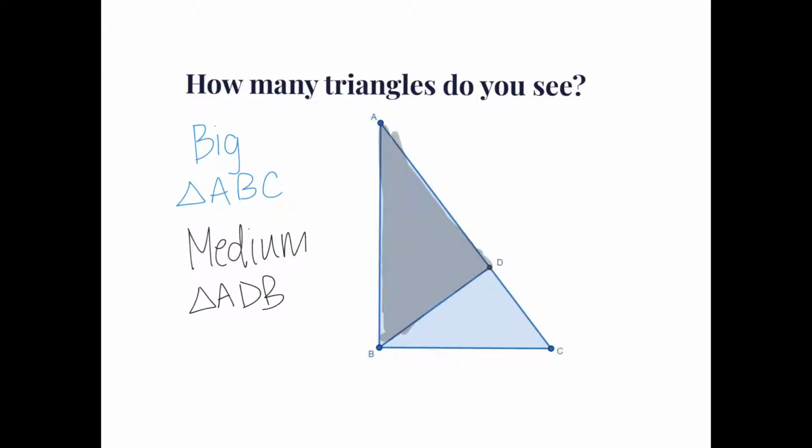And then the last triangle that we have right here, the smallest of our triangles, is this triangle. Let's see, this is our small triangle, and that is triangle BDC. Did you get 3? There are 3 triangles in my picture.